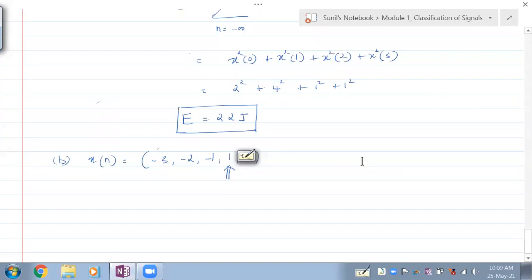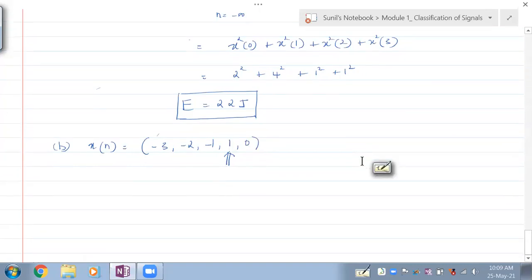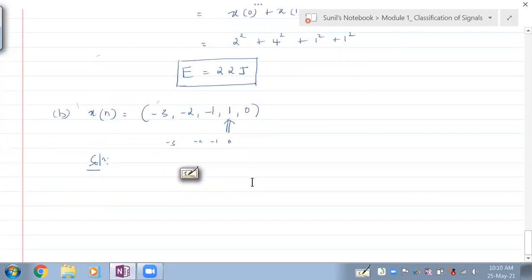And what is the range of the signal now? Anybody? Sketch it now. Let's see. You will understand. So this is the zeroth sample, means this is minus 1, minus 2, and minus 3. For n equal to minus 1 it is minus 1, for n equal to minus 2 it is minus 2, for n equal to minus 3 it is minus 3, and for n equal to 1 it is 0. So the range of the signal is minus 3 to 0 actually. Okay, so let's sketch that.